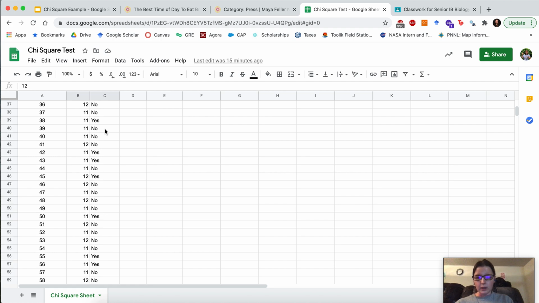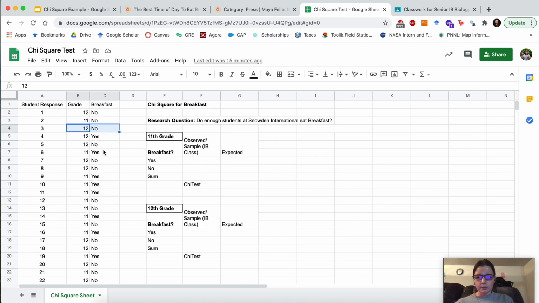This is the first student's response, the second student's response, the third student's, and it keeps going down. And as you can see, we have a mix of 11th and 12th grade, a mix of yeses and nos, eats breakfast or doesn't, and we have 66 responses. So our sample is 66 responses. But we want to split this according to the grade level because we're going to look at each grade.